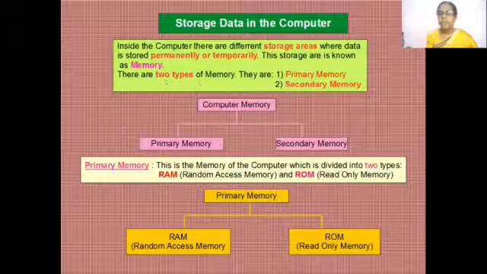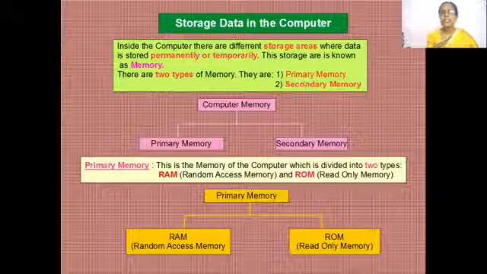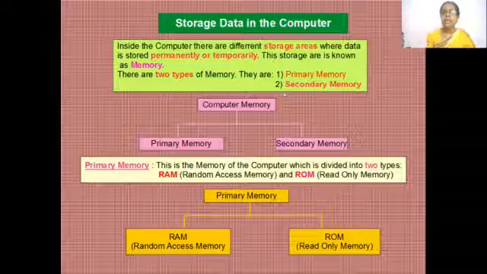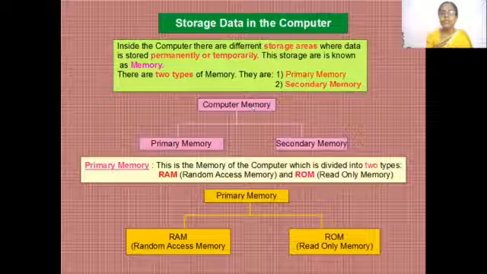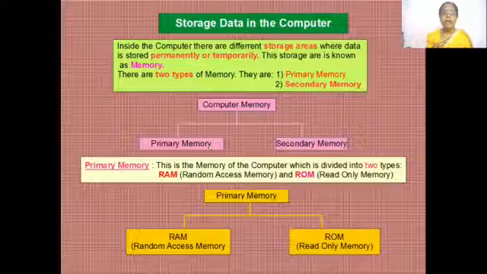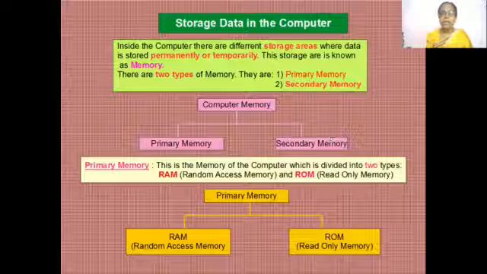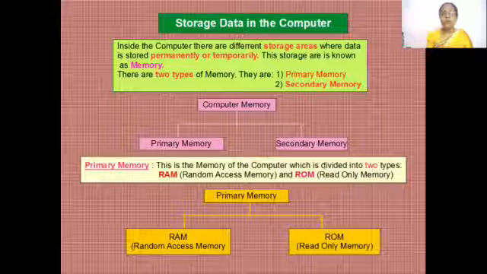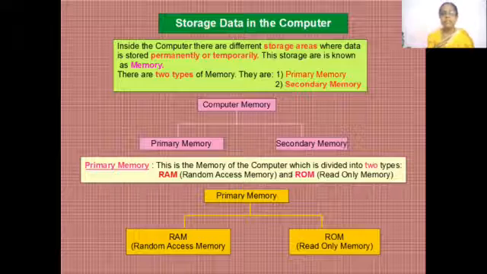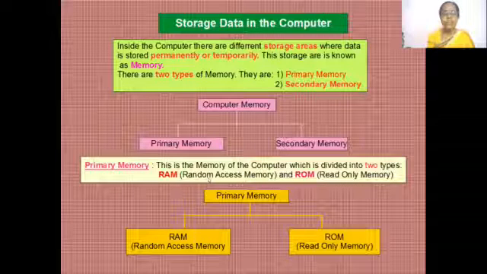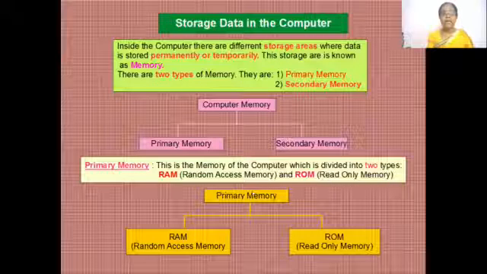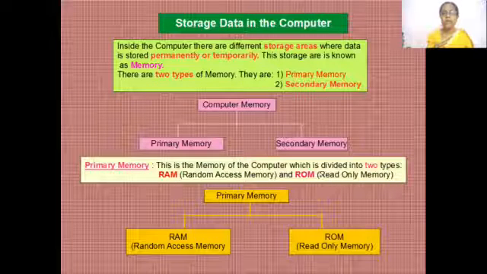Now we have in the computer two types of memories. One is primary memory and the second one is secondary memory. I put here a flow chart, primary memory and secondary memory. Now first we'll learn about primary memory. In the primary memory, you have two types. One is called RAM and the other one is called ROM. RAM means random access memory and ROM means read only memory. Let's learn in detail what the RAM does and what the ROM does.